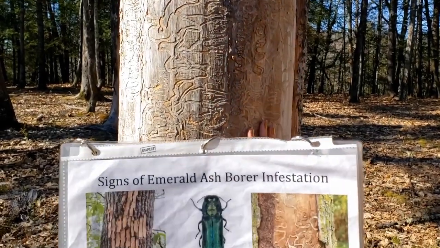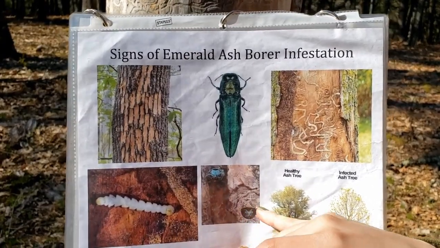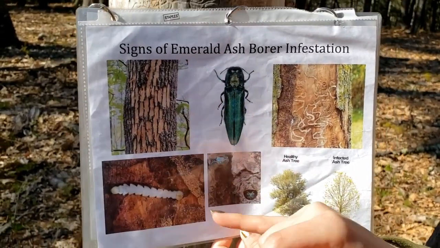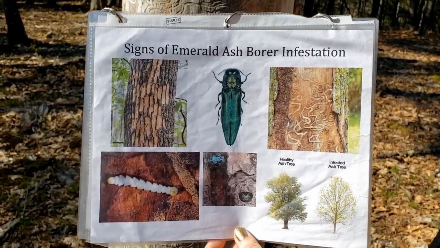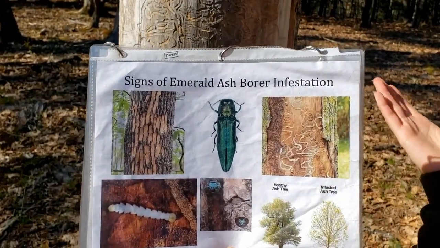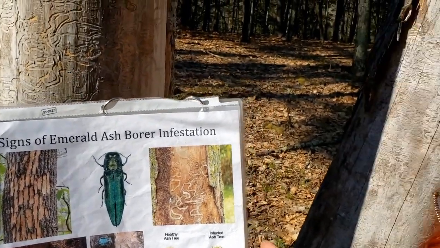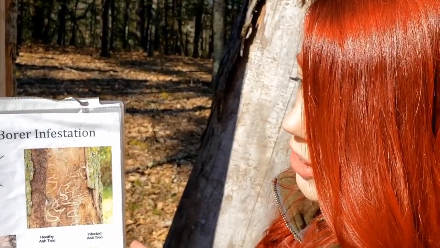Now these larvae will emerge as adults, and that's where we're seeing those D-shaped exit holes from the adults chewing in and the larvae coming out. Now you may be wondering, how can we find out if our tree has the emerald ash borer infestation before the tree dies? Because there are ways in which you can discover that.